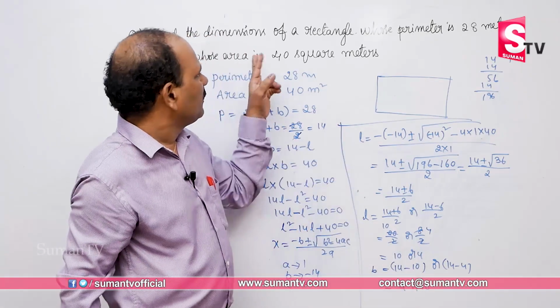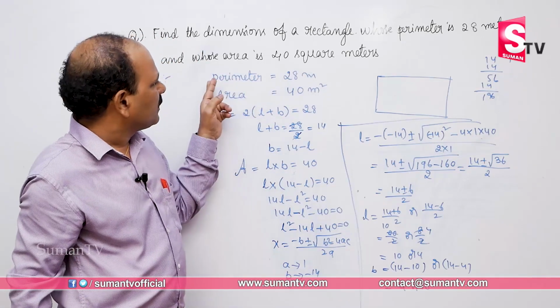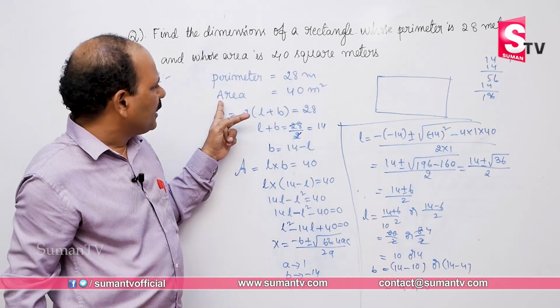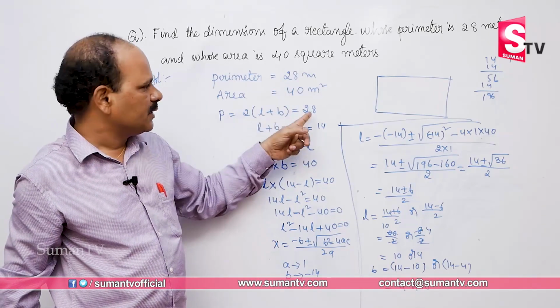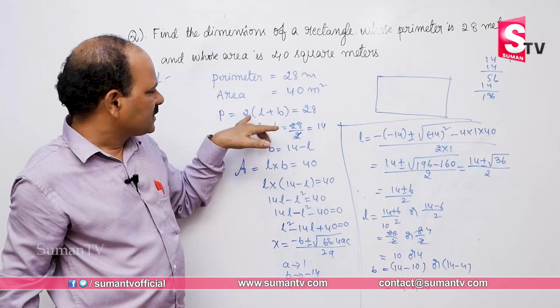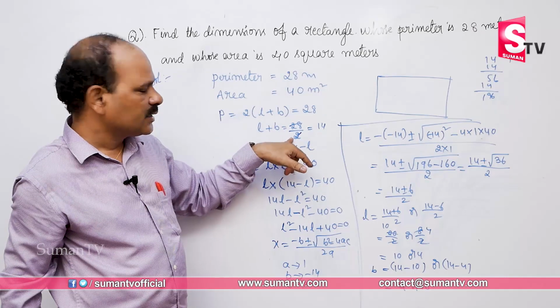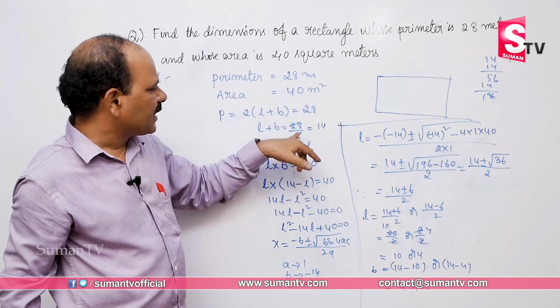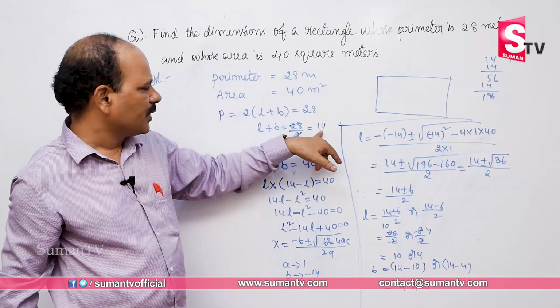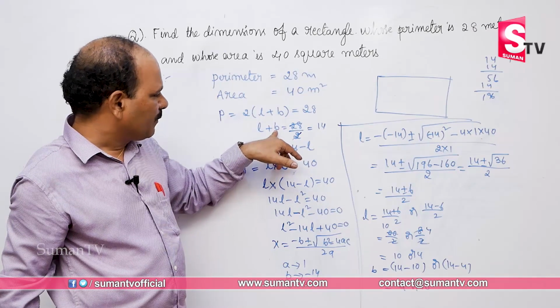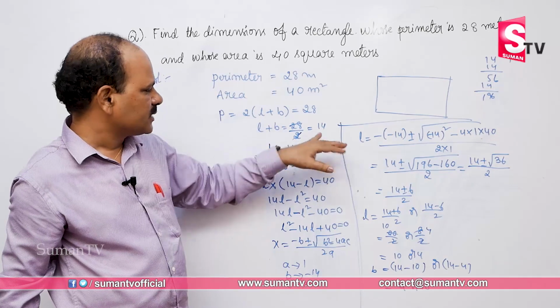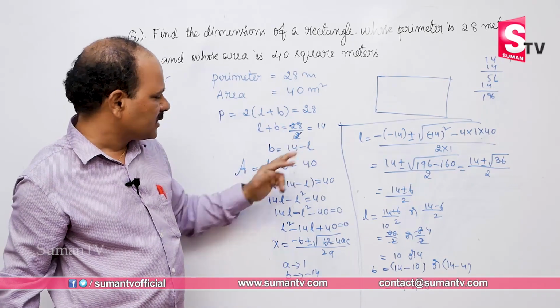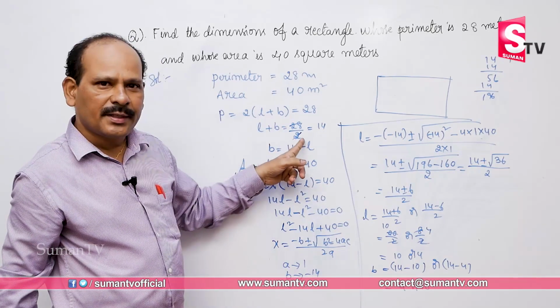Once again, listen. The perimeter of the rectangle is given as 28, the area of the rectangle is 40. Perimeter formula: 2 into (L plus B) is equal to 28. I am sending this 2 to the right side so that it comes in the denominator's place. After cancellation, L plus B is equal to 14. I am finding only B, so I keep B on the left side and send L to the right side. B is equal to 14 minus L.